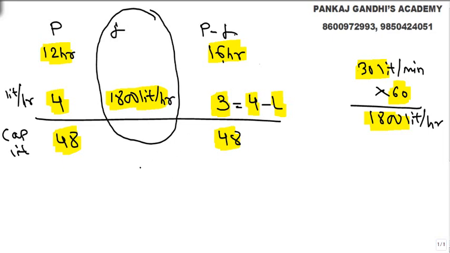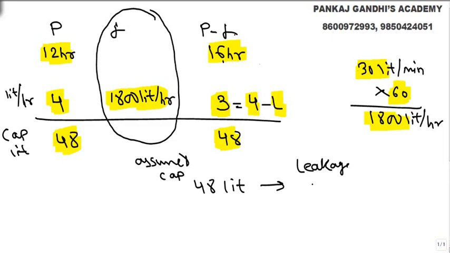Now how do we use it? If the assumed capacity is 48 liters, then the leakage is 1 liter per hour. That's what we got.